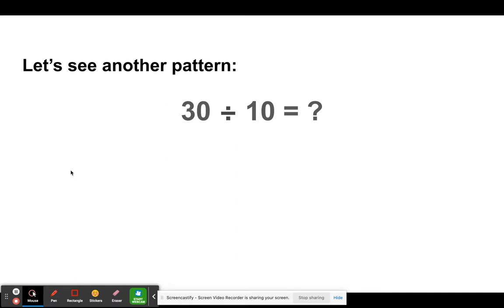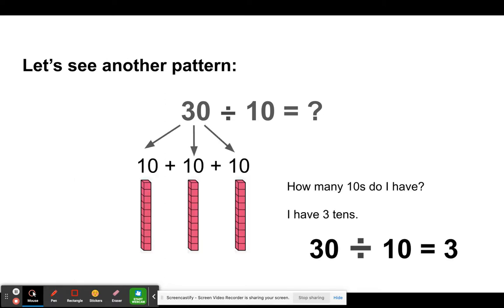Now let's try this with 30 divided by 10. I can decompose 30 into 10 plus 10 plus 10. Here are my 10 rods. And I can ask myself, how many 10s do I have? I have 3 10s. So when I divide 30 by 10, I get a quotient of 3.